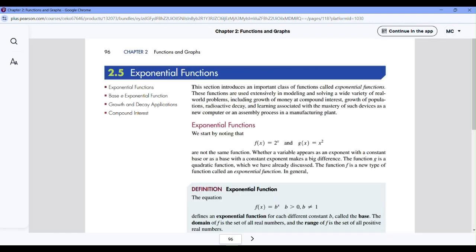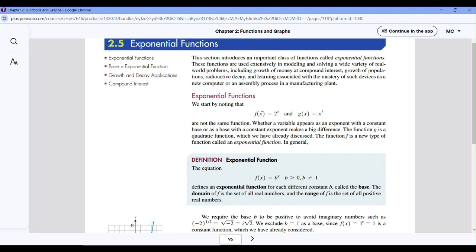So let's see. This section introduces an important class of functions called the exponential function. These functions are used extensively in modeling and solving a wide variety of real-world problems, including growth of money at compound interest, growth of populations, radioactive decay, learning associated with mastery, computing.